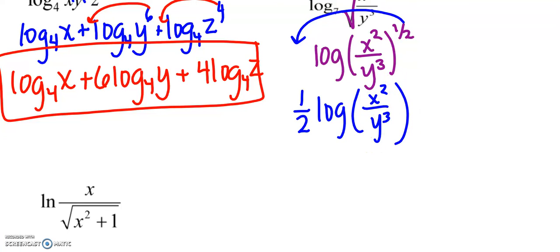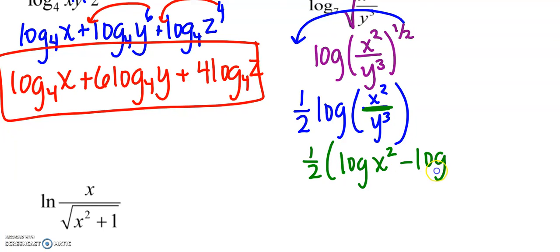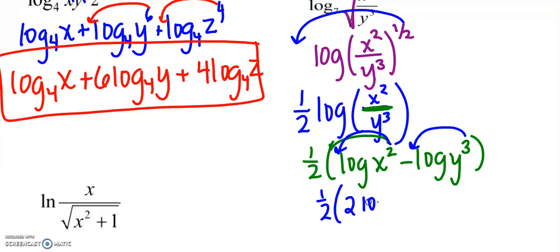Well, now I see division. So I'm going to get log of x squared minus log of y to the 3rd. And now I can use that power property again. Oops, tried to change colors, didn't let me. There we go. And I end up with 1/2 times 2 log of x minus 3 log of y.